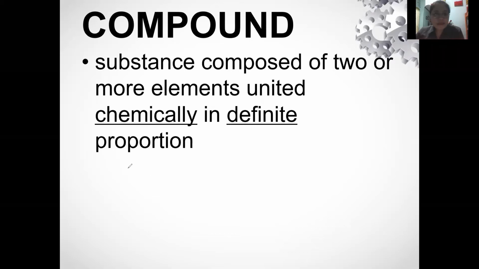So for example, you have water. Water, that's H2O. Two atoms of hydrogen and one atom of oxygen are chemically combined with each other, and then there is definite proportion. When you say definite proportion, when you say water, it contains two hydrogen and then one oxygen. If the proportion is no longer like this, it is no longer water.